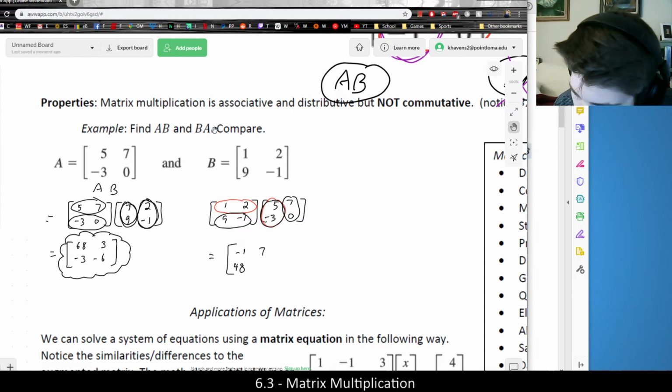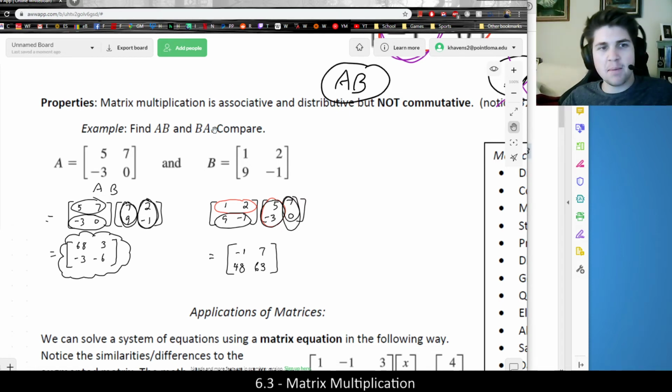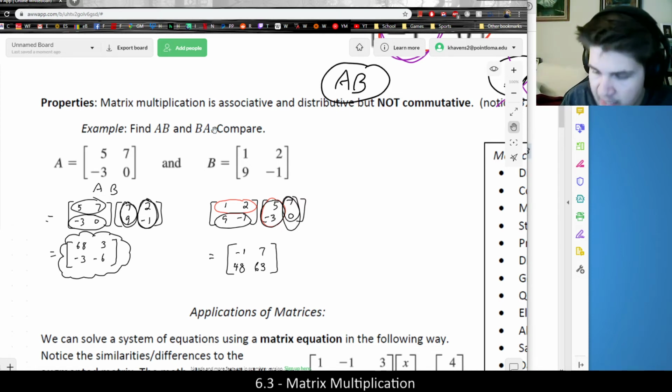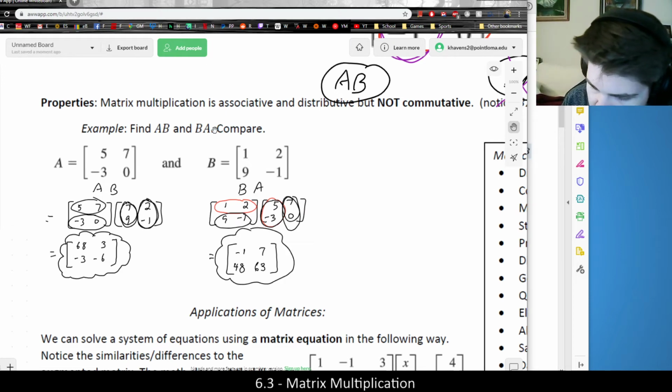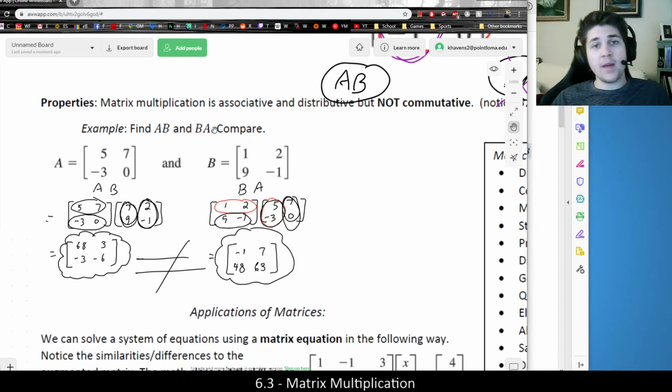And then 9, negative 1 into 7, 0, which is 63 plus 0, 63. So again, assuming I did not mess any of those calculations up, what I would get is this, which is the product of B times A. So what's important to note is B times A does not equal A times B. Hence, matrix multiplication is not commutative, even when the dimensions are in agreement, like with square matrices.